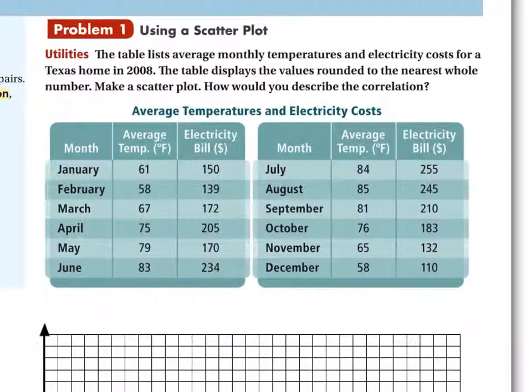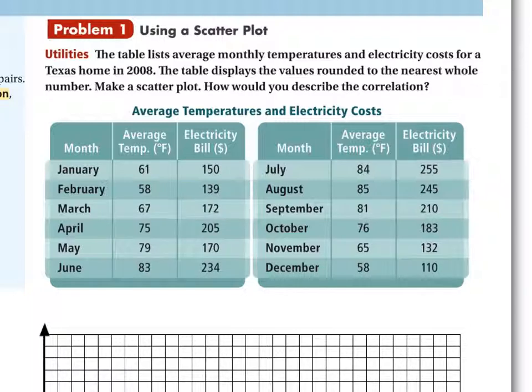Problem number 1 here says that the table lists average monthly temperatures and electricity costs for a Texas home in 2008. The table displays the values rounded to the nearest whole number. We want to make a scatter plot, and then we will describe the correlation.